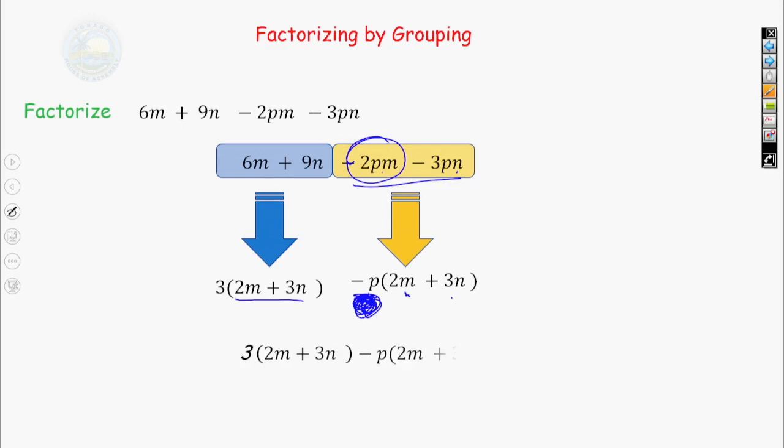So we come down here again, that's what we have. And what we look here now, in the brackets, we have the same thing. We have the same thing in the brackets. So that's a common factor. We take out our common factor, that's 2m plus 3n. If I take this out, what is left? 3 here. Take it out from here, what is left? Negative p. So we have completely factorized that.